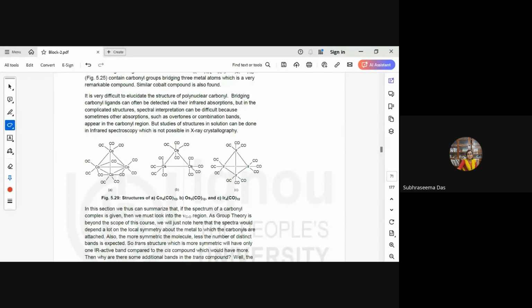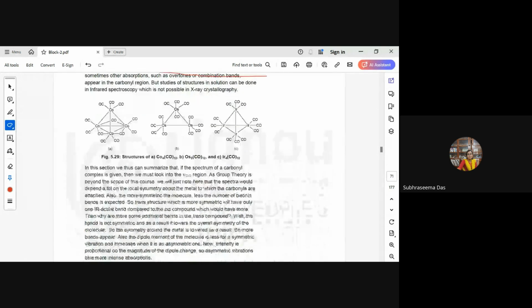However, one problem with IR spectroscopy is that it is very difficult to elucidate the structure of a polynuclear carbonyl. Although IR has been very useful for simple carbonyls, for polynuclear carbonyls it is very difficult. Even bridging carbonyl compounds can often be detected, but in complicated structures the spectral interpretation is very difficult. In today's world, rather than infrared spectroscopy, most of the studies and confirmation of their structure have come from X-ray crystallography.